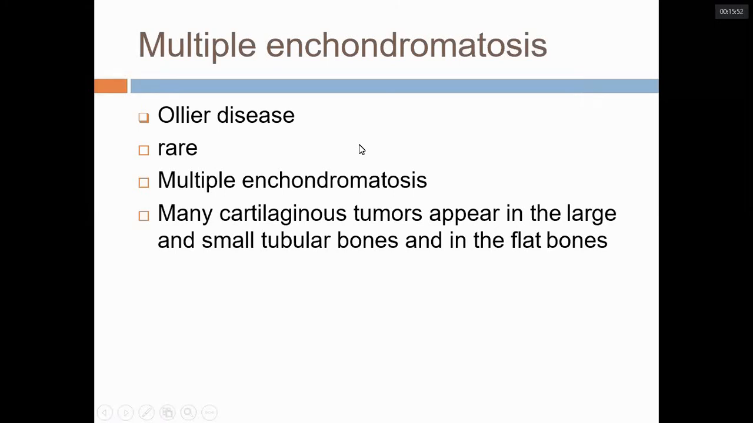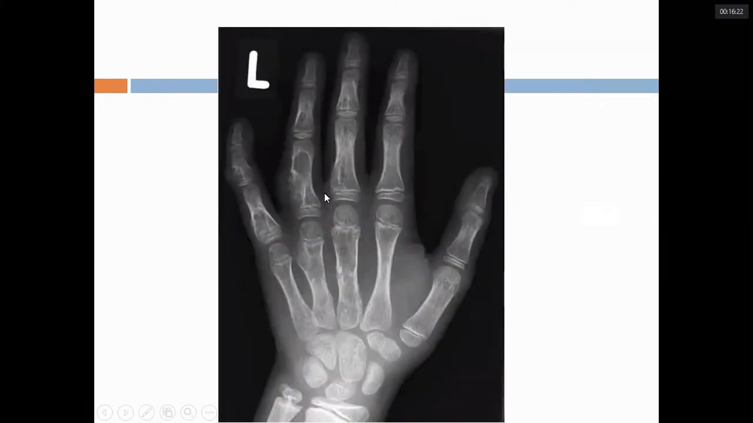There is a term called multiple enchondromatosis. Multiple enchondromatosis is also known as Ollier's disease. It's a rare variant of enchondromatosis, and there are multiple enchondromas, and many cartilage tumors appear in the large and small tubular bones and in flat bones, especially in the hands. The hand shows multiple enchondromas.